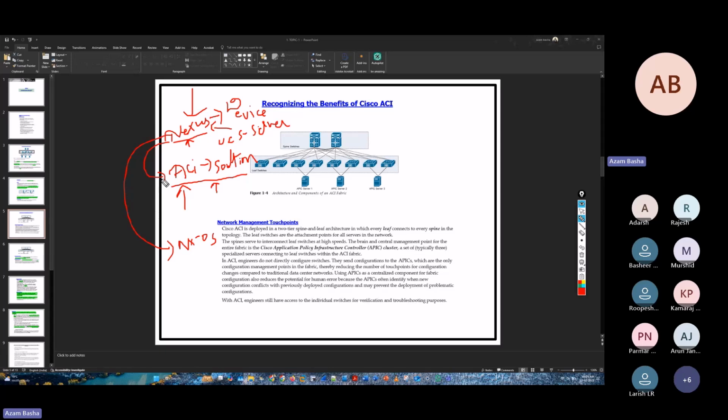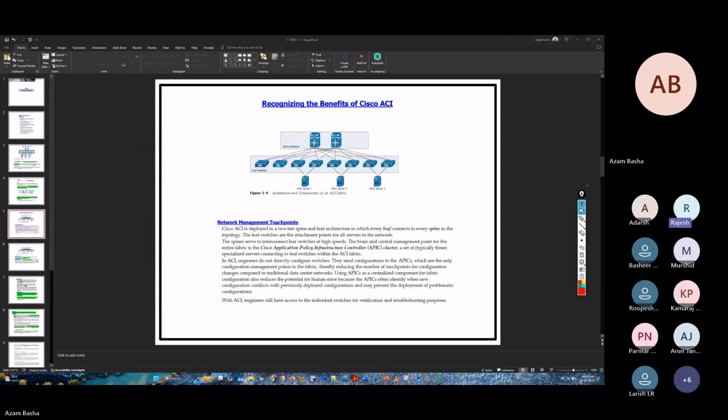And the OS that is there in ACI is, any guesses, folks? NXOS to ACI mode. Yes, NXOS. It is called ACI OS. It is not NXOS. Okay, Rajesh? Yeah, I got it.